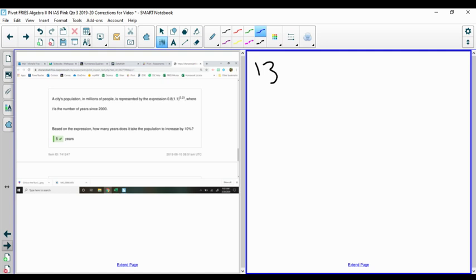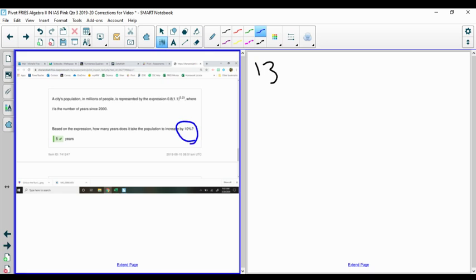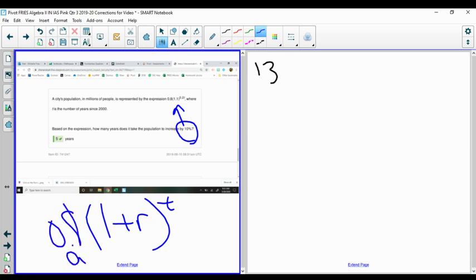On number 13, let's see. Okay, so on this one, you want to find when it increases by 10%. If you analyze what the base on the exponent is in here, do you see the 1.1? Well, that means you must have a rate of 10% because you would have a 1 plus r to the t power here. And the 0.8 is our initial value, so I could call that A.